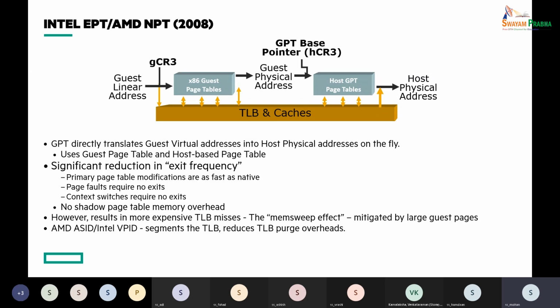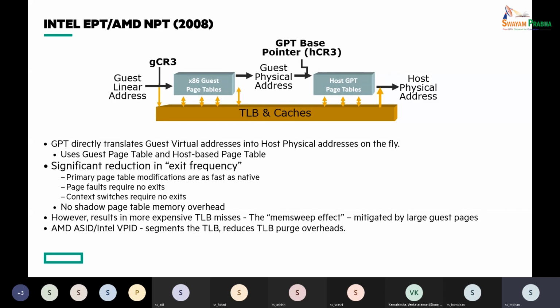So this basically caused a significant reduction in the exit frequency. You don't have to exit on any page table modifications. You can modify it within the guest. I think it's as fast as native, and page faults would require no exits. Context switches would require no exits, because each guest could just load its own CR3 and start running with it. So it was pretty transparent in that sense.